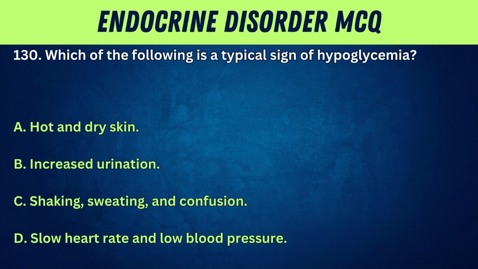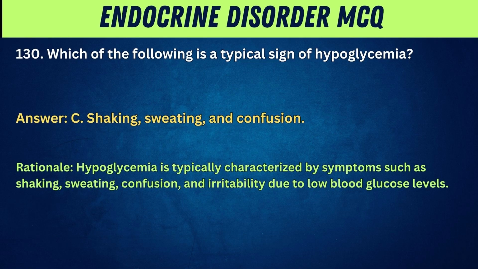130. Which of the following is a typical sign of hypoglycemia? A. Hot and dry skin. B. Increased urination. C. Shaking, sweating, and confusion. D. Slow heart rate and low blood pressure. Answer: C. Shaking, sweating, and confusion. Rationale: hypoglycemia is typically characterized by symptoms such as shaking, sweating, confusion, and irritability due to low blood glucose levels.